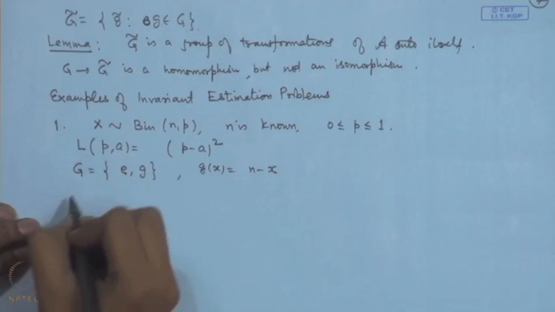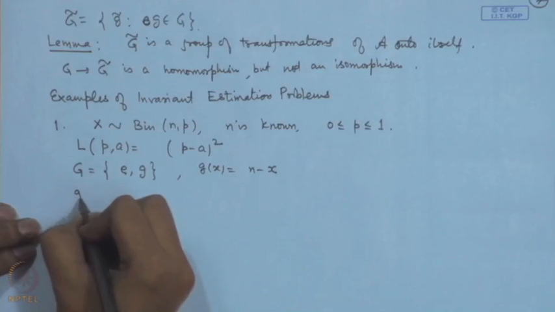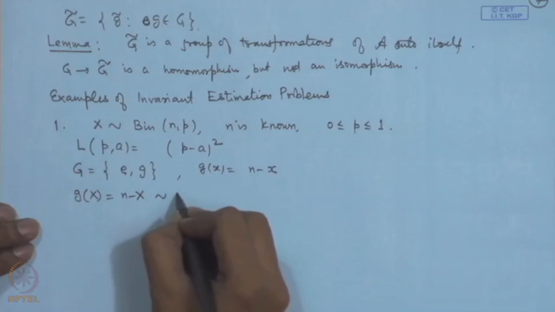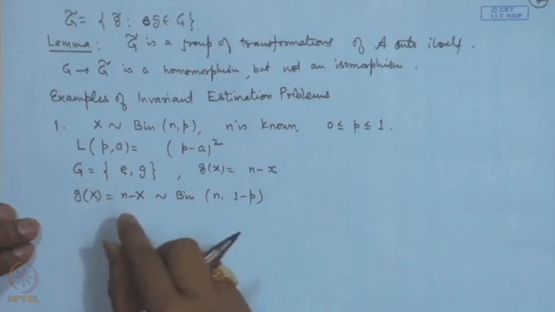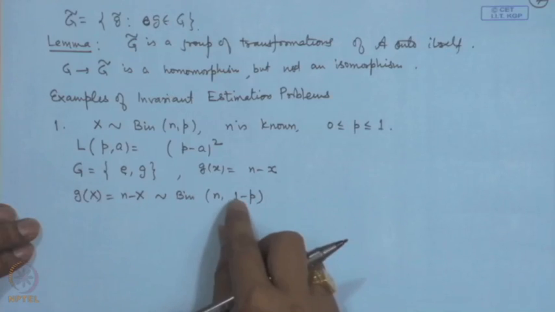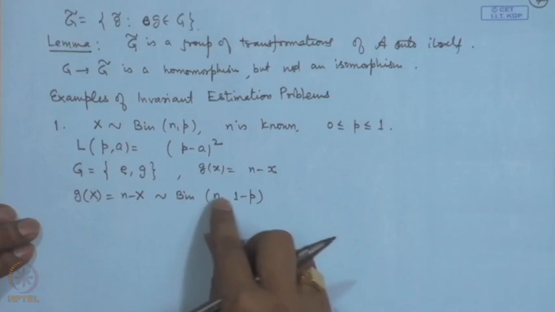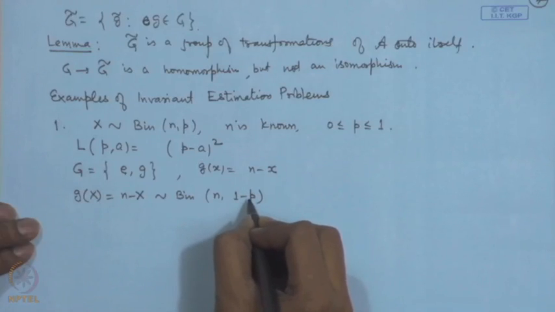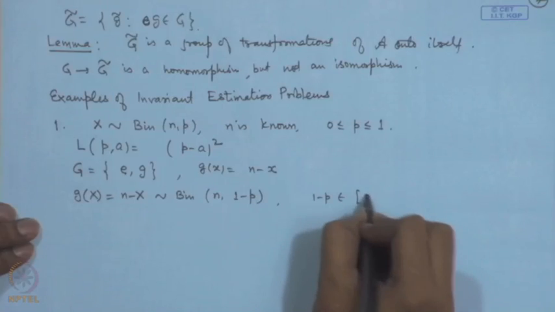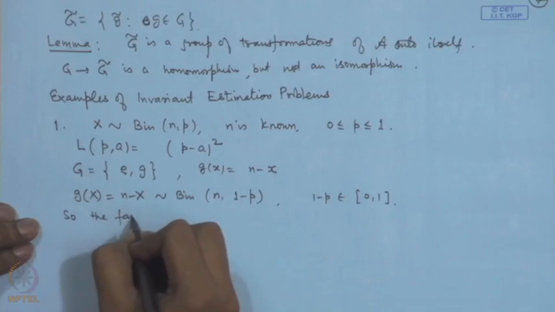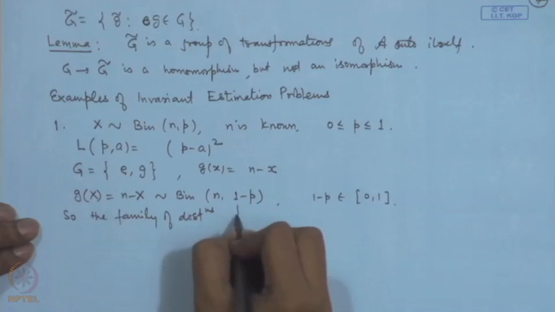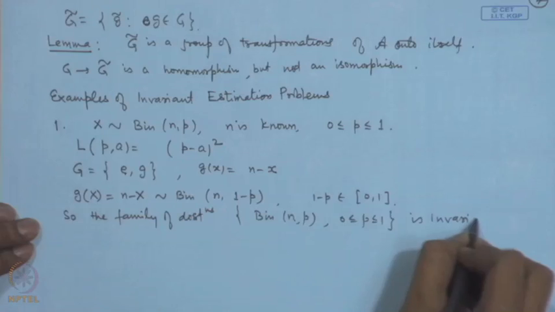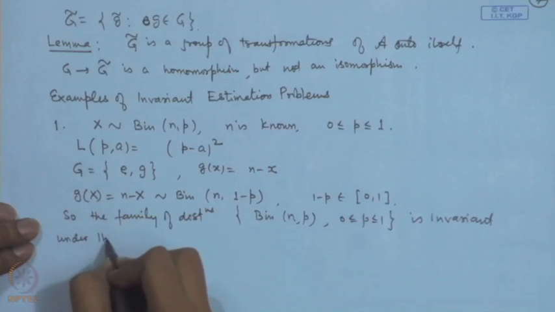Now, under this transformation, first of all let us see whether the family of distributions is invariant. So, if you look at the distribution of g x, that is n minus x, if x follows binomial n p, then the distribution of n minus x is binomial n, 1 minus p. Because n minus x denotes the number of failures, the probability of a failure is 1 minus p, there are n trials. So, if p lies between 0 and 1, then 1 minus p also lies between 0 and 1. So, the family of binomial n p distributions, where n is known but p varies between 0 and 1, is invariant under this group G.